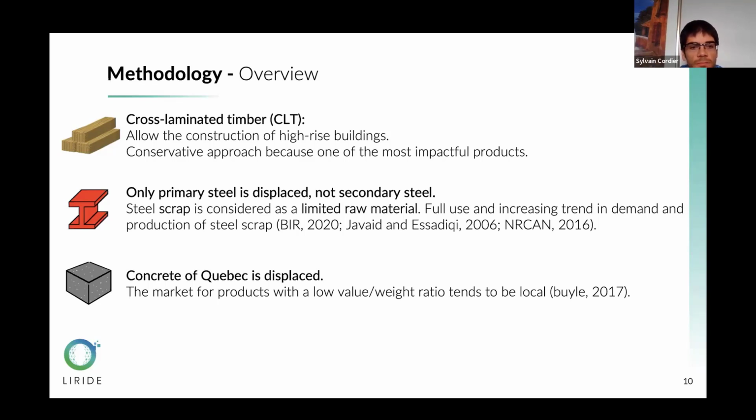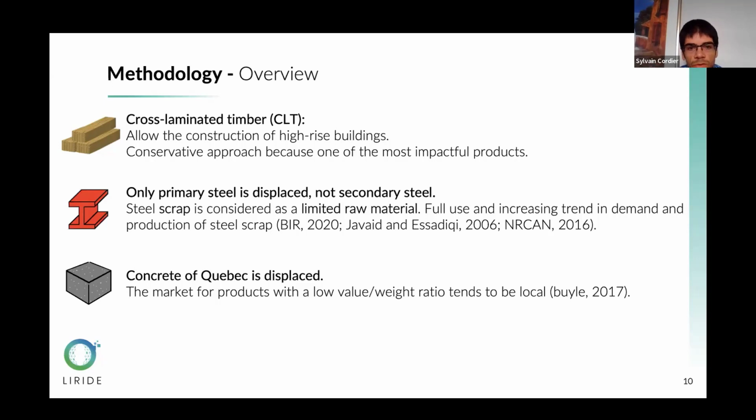Regarding steel, steel is produced with both primary resource and secondary resource. However, in the consequential approach, the secondary steel is considered a limited raw material because its production depends on the previous consumption of steel in the previous life cycle. So secondary steel, because it depends on scrap, is not the type of steel that can be avoided by the use of wood.